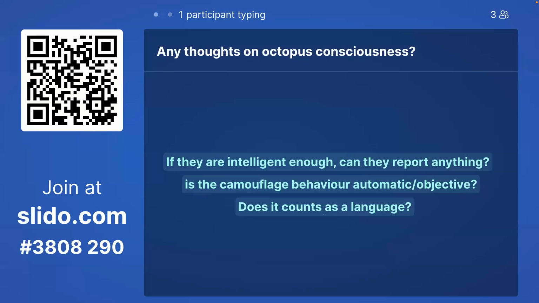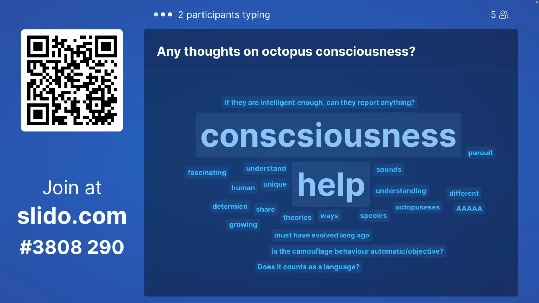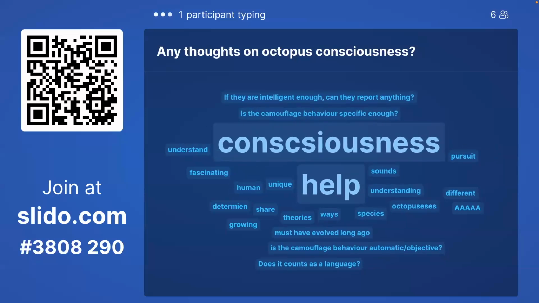Does it count as a language? Interesting. Whose question? Or do you want to say anything about this? Well, what is actually the condition of language? That's the question, probably. Okay. Suddenly, lots of things appear. Is there some kind of delay here? Maybe? I don't know. I see. Okay. All right.